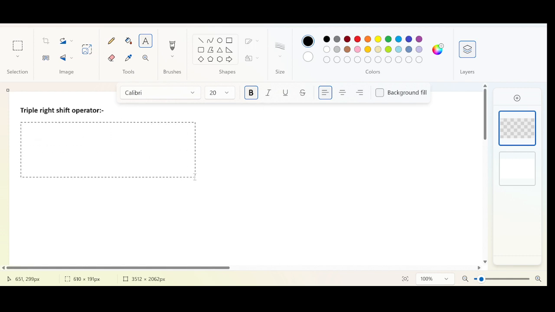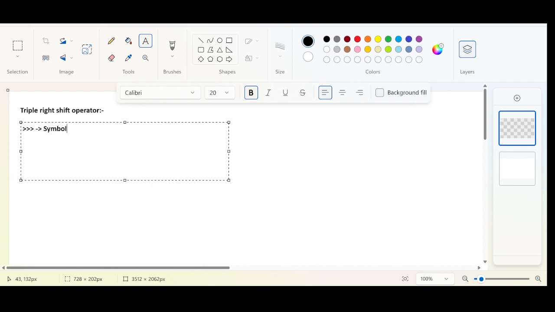First of all, let me give you some briefing about this triple right shift operator. The representation is very simple. The symbolic representation is triple arrows, I mean the triple greater than symbols. This is the symbol that you can use to represent a triple right shift operator.